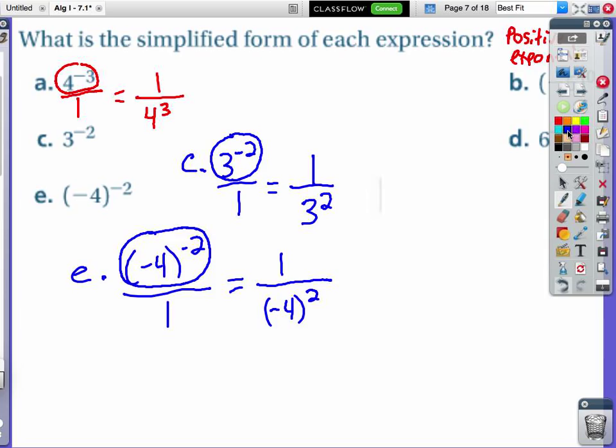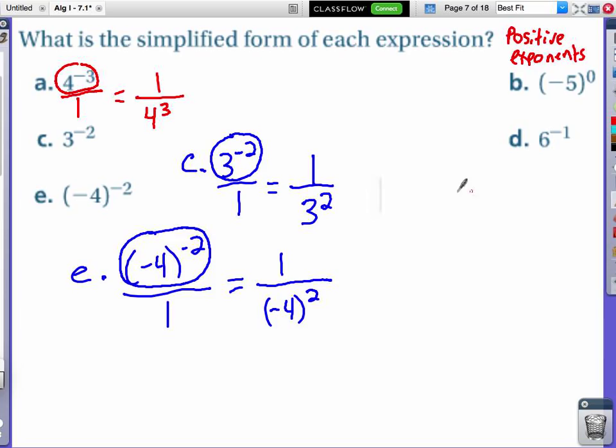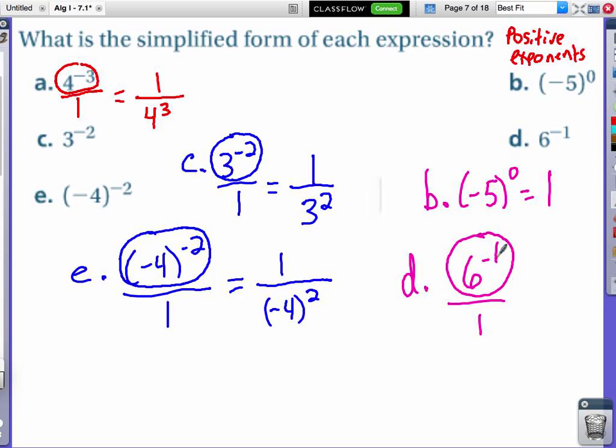These other two problems, letter B says negative 5 to the 0 power, anything to the 0 power equals 1. Remember, if you plug this in your calculator without the parentheses, it's going to tell you negative 1. So you need to copy the problem exactly how it is. Letter D, 6 to the negative 1 power, negative exponent, so we make a fraction. Circle any negative exponent with its base. It's circled on top. We move it to the bottom. So 1 over 6 to the first power.